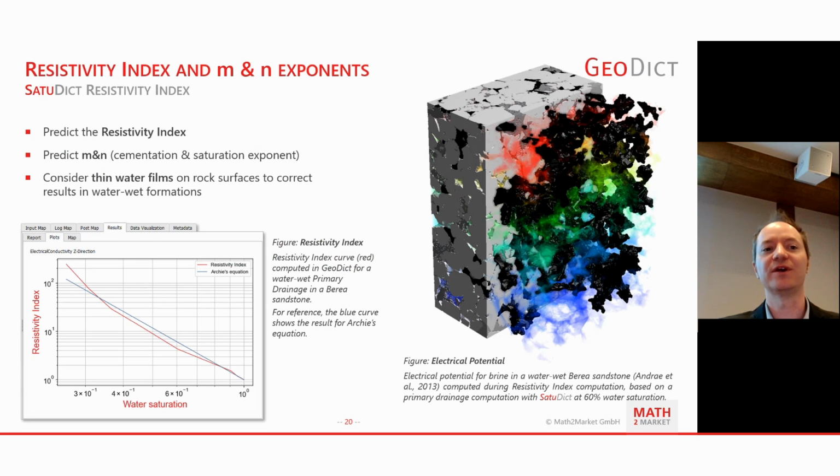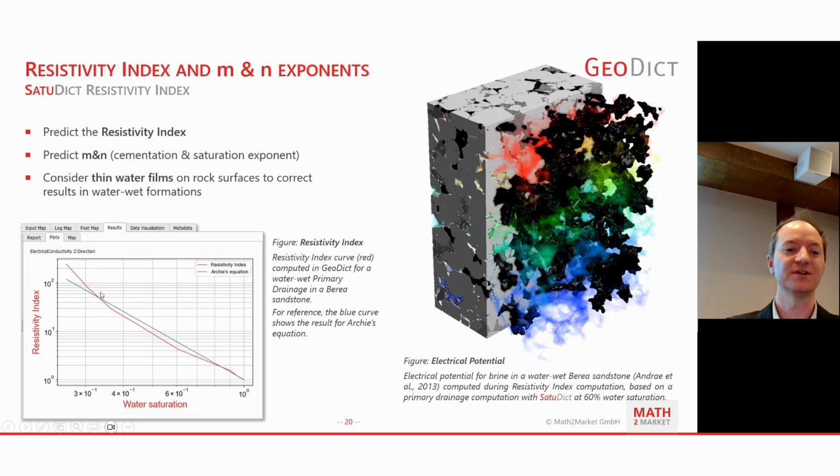Related to two-phase flow, you can compute the resistivity index based on a drainage computation, and along with this, the m and n exponents. So you can consider even thin water films on rock surfaces while doing so, to correct the results in water-wet formations. This is bringing down your exponents towards a more realistic value, and is definitely recommended for water-wet formations. So here you can see an image of a GeoDict result.